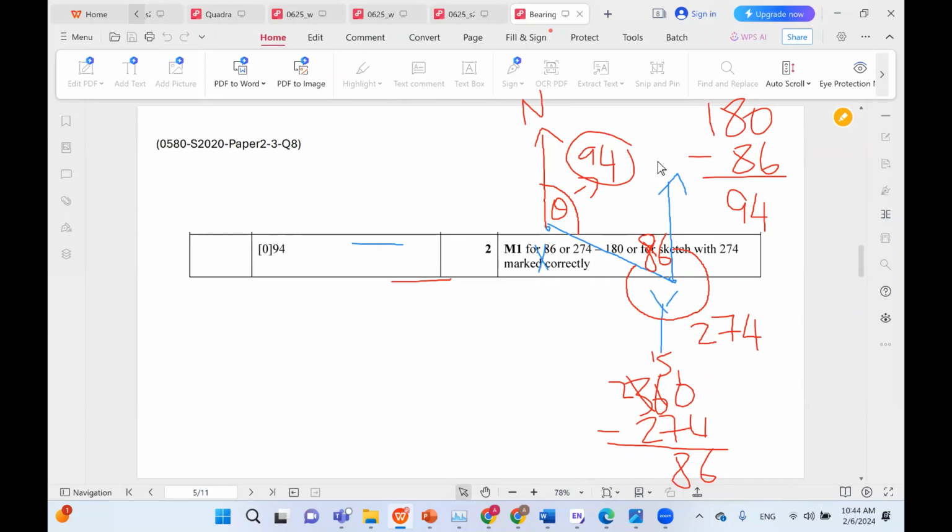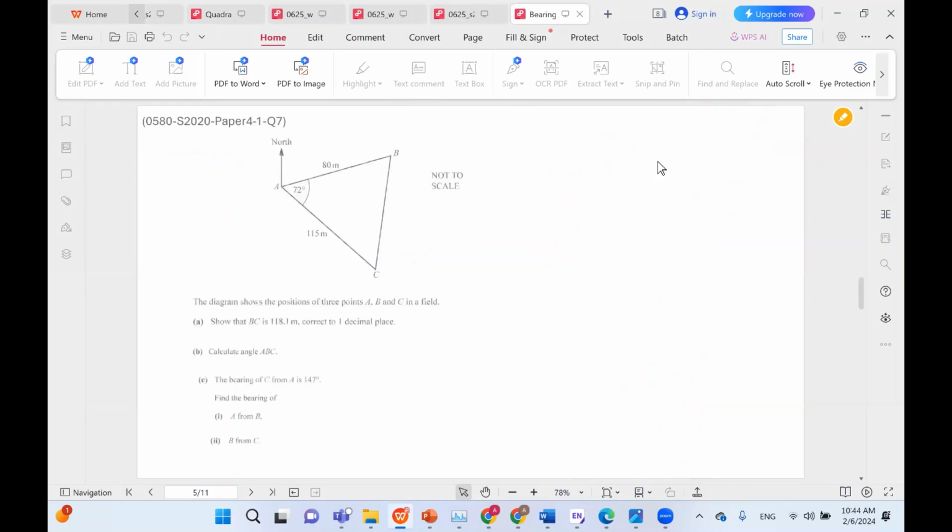You might be wondering about the 0 that they wrote at the beginning. It's traditional to write bearings as 3 digits like this. But if you don't write the 0, it doesn't really matter. The answer is still correct. So let's move on. We will now move to more complicated questions.